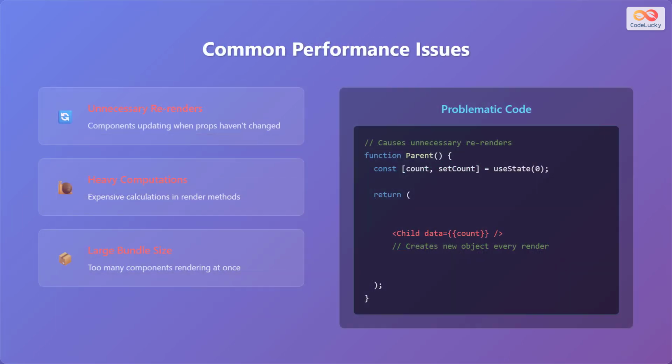Common performance issues. Common performance issues in React applications include unnecessary re-renders, heavy computations, and large bundle sizes. The example code shows a parent component that causes unnecessary re-renders in its child component. The child component updates when the data prop changes, even if the data is the same.